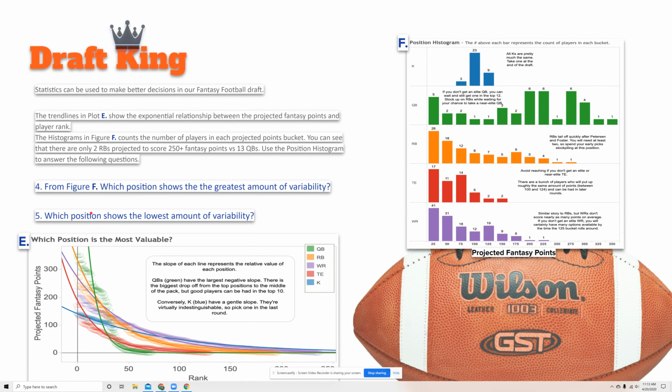So the question I want you to take from this figure here is, which position has the greatest amount of variability? Remember, variability is how spread out the data is. Which one has the greatest amount of variability and which one has the lowest amount of variability? Explain that to me.